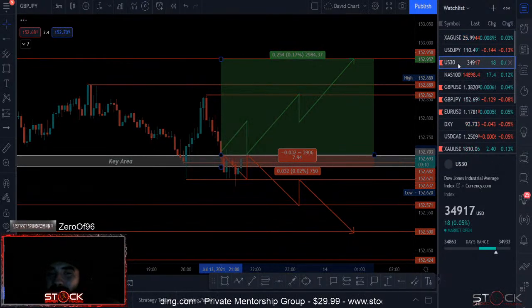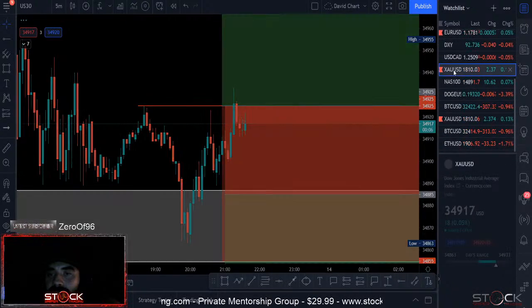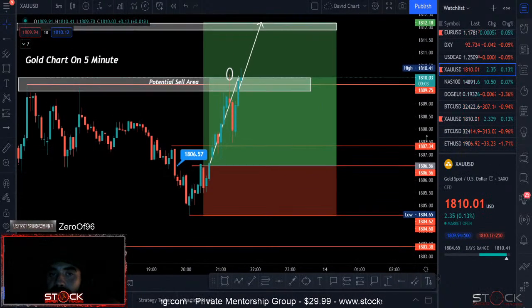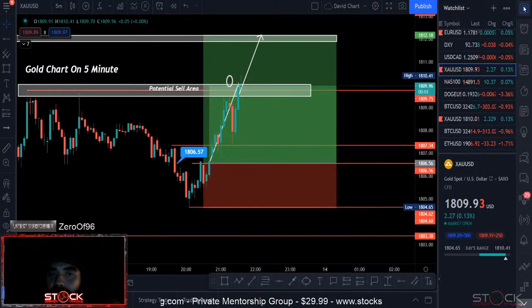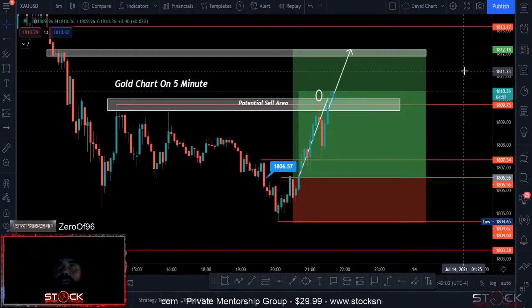I'll just take a quick look at US30. I don't like it. See, it's not good right now. But look at gold, guys. It's still hovering there. I told you, it's in a key area, a very key area.